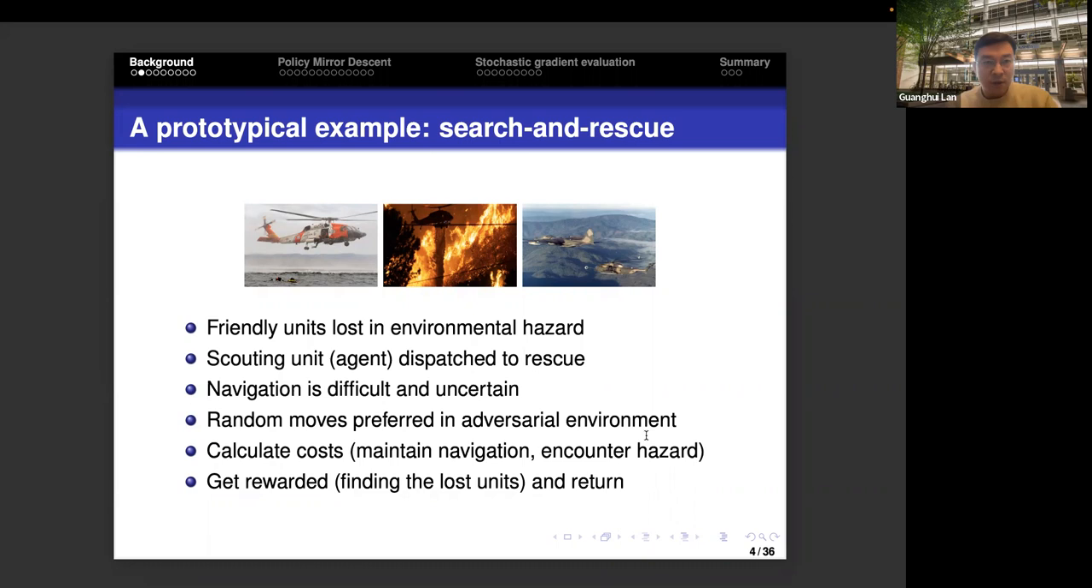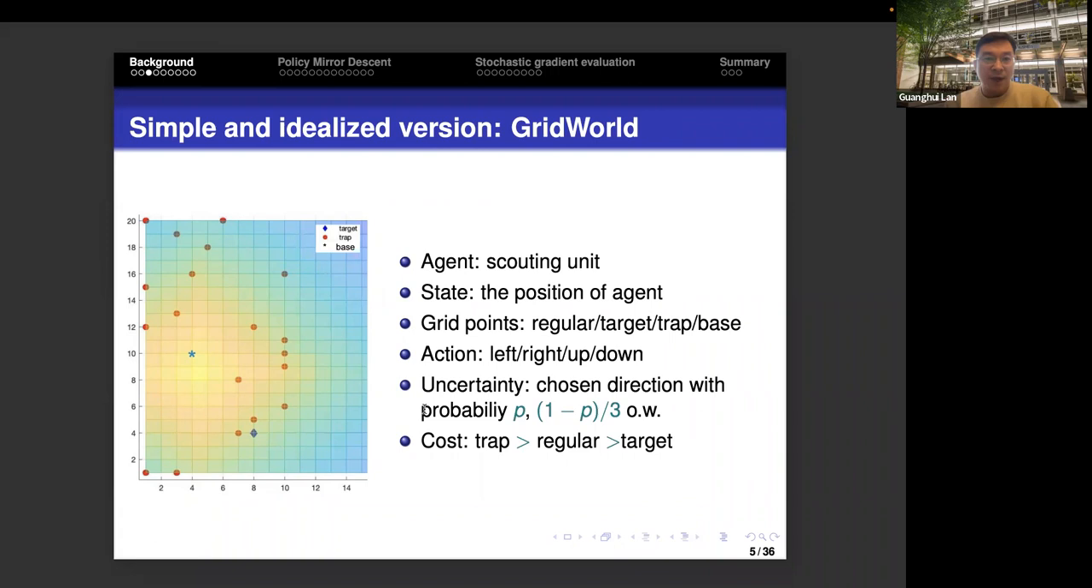We can have a more idealized, simpler version of this search and rescue mission. This is called the grid world, a classical example in stochastic dynamic programming. Here you see the agent is a scouting unit, and the state is the position of the agent. In this picture, we have 20 by 14 possible states. The grid points have different types: they can be regular or target. Target means the place where the lost friendly unit is, the traps, or the base station. At each grid point, the agent can take actions like left, right, up, and down.